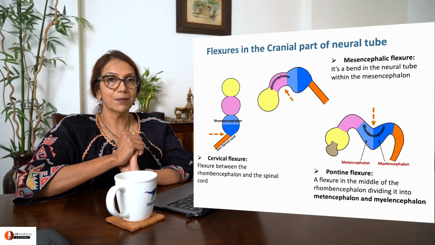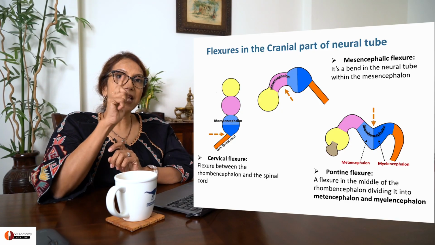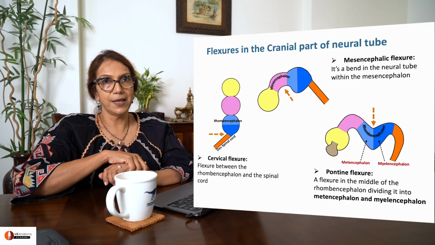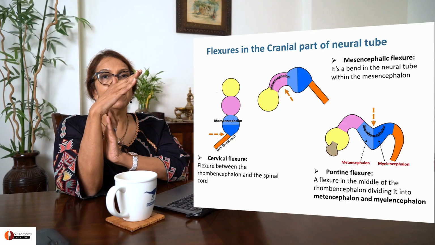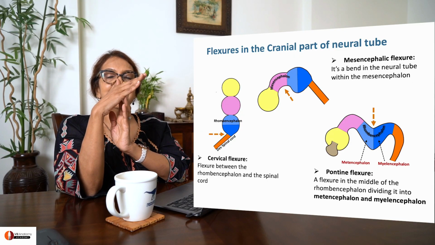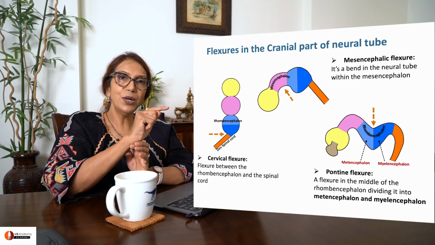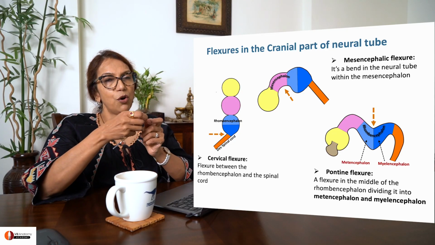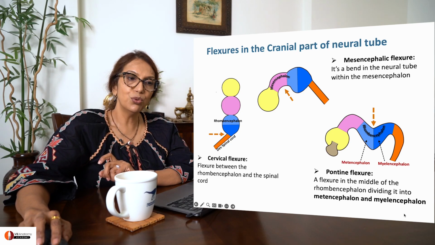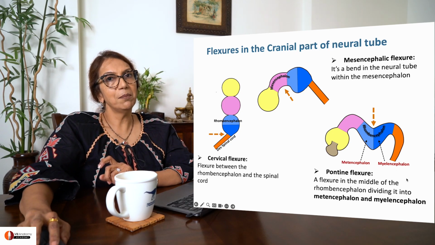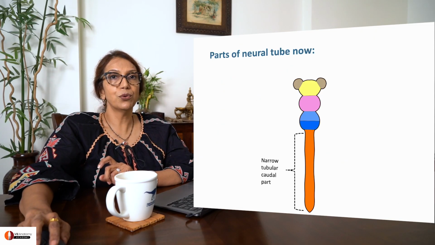Pause. Think. How many flexures did you see? You saw three flexures: cervical, mesencephalic, and rhombopontine. Cervical was between spinal cord and rhombencephalon. That was the first bit. Mesencephalic was within the mesencephalon itself. And the pontine flexure is within the rhombencephalon such that the rhombencephalon is now divided into two parts: metencephalon and myelencephalon. Too much? I'll tell you how to remember this.